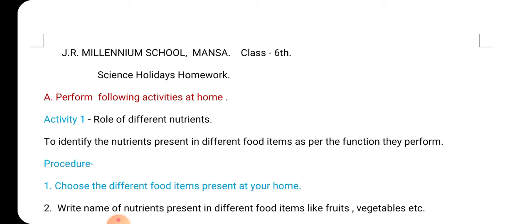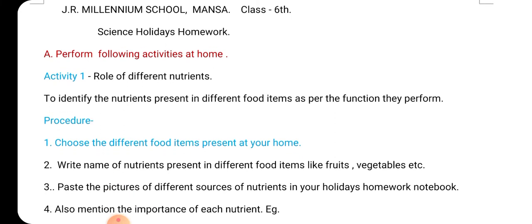Please take note of one thing, that you will do your holidays homework of science in a separate notebook. You have to buy a small notebook from the market, a 5 rupee or 10 rupee notebook. In that notebook you will do your science holidays homework. Clear everyone? So your first activity is the role of different nutrients.